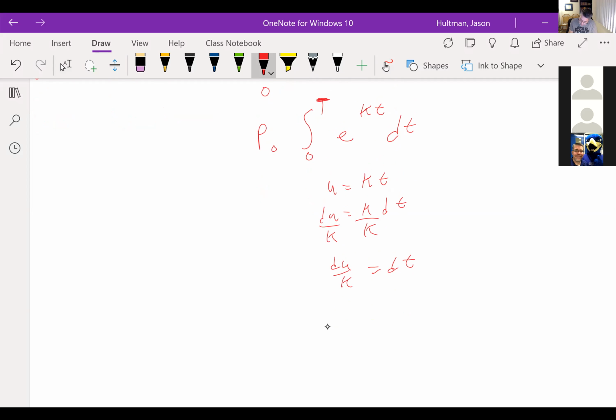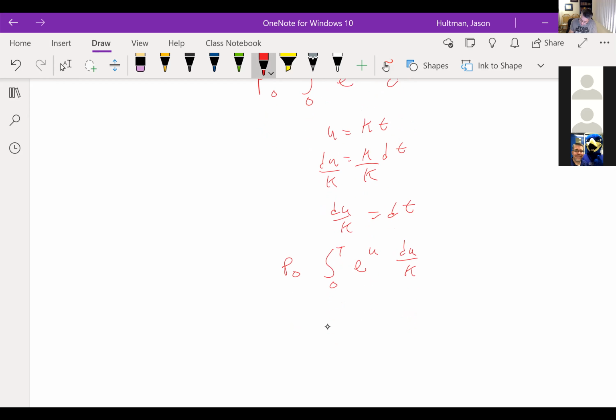Okay, I'm going to keep my limits the same for now. So 0 to t of, this is going to be e to the u du over k. So e to the kt gets replaced with e to the u and du over k. Okay, so what's the integral of e to the u? Well, it's just e to the u. I can pull this k that's being divided out, and I get P naught over k times e to the u.